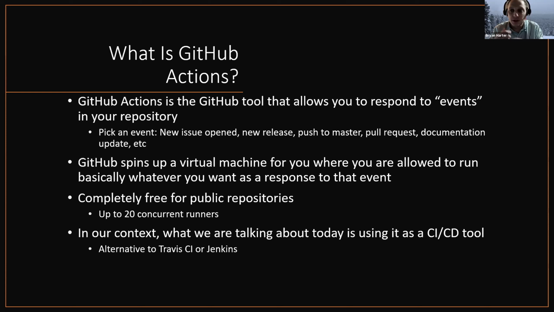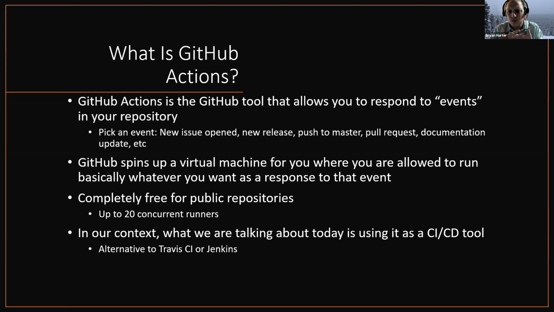So immediately people started using it for unit tests, and these days I would say that's probably the primary use case for GitHub Actions. What actually happens on the back end is GitHub will spin up a virtual machine for you that you specify. You say, I want a Linux, Mac, or Windows. And then on that virtual machine, you're allowed to run basically whatever you want as a response to that event. It's completely free for public repositories, and you can have up to 20 concurrent runners. So that's a bunch of different virtual machines running at once.